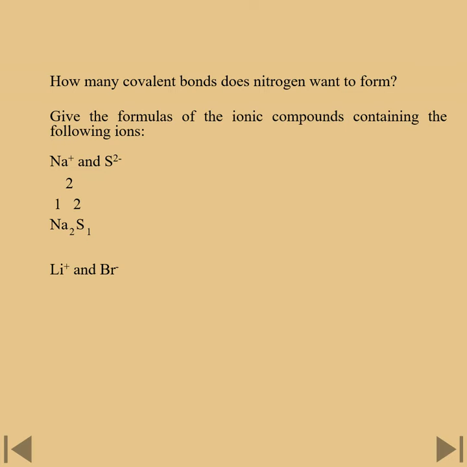Next we have lithium and bromide. Lithium's a +1 ion, so bonding number 1. Bromide's a -1 ion, so bonding number 1. The least common multiple of 1 and 1 is 1, telling us +1 is balancing -1. So how many lithiums and how many bromides?